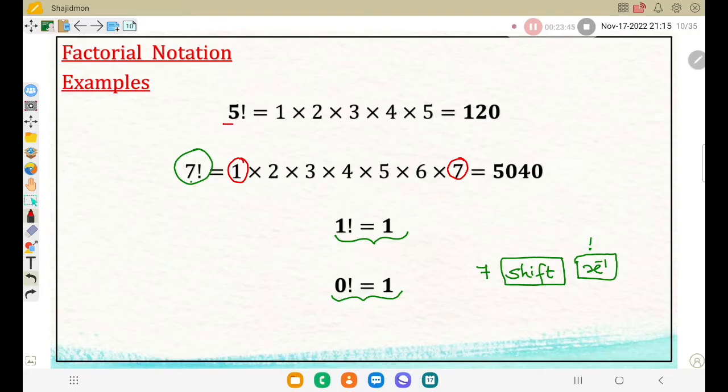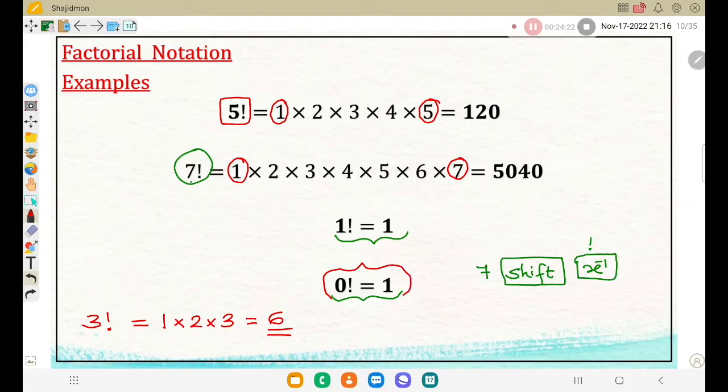Same, for example, 5 factorial. What is 5 factorial? Starting from number 1 up to 5, multiply all the numbers. 1 multiply 2 multiply 3 multiply 4 multiply 5 equals 120. Correct? Same, for example, 3 factorial. How do we calculate 3 factorial? Starting from number 1 up to 3. So 1 multiply 2 multiply 3. What will be the answer? You can check, 6. This is the factorial notation. Already you know that before, I am briefly telling the ideas here. I hope you understood that one. Only remember 0 factorial is 1. 1 factorial is also equal to 1.